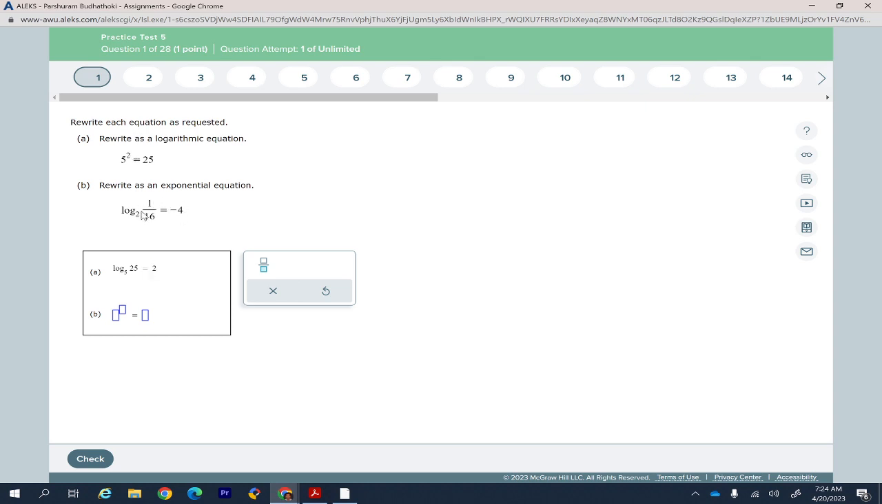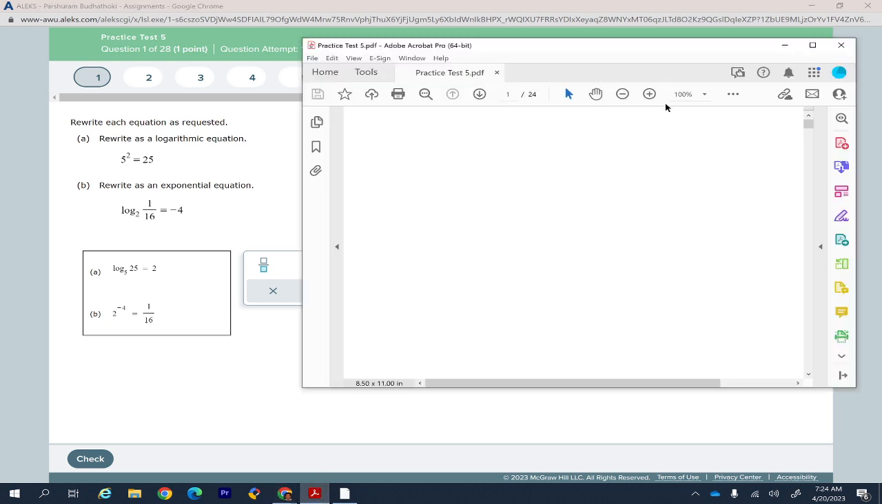From here the base is 2, so the base goes here. The exponent comes from the other side of the equation, which is -4, and then the value comes from here, which is 1 over 16. So log base 2 of 1 over 16 is -4.